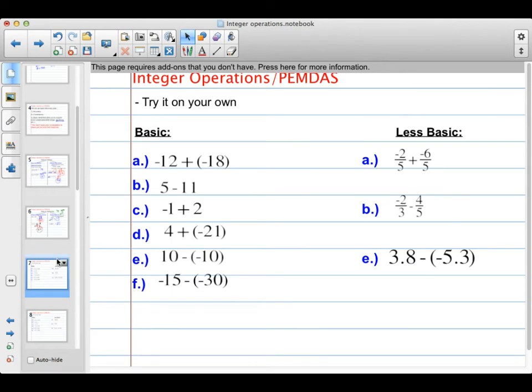Now let's take some time to try it on your own. Pause the video if you need to. So we've got some basic 6 of them on the left-hand side and then some less basic ones on the right-hand side. You guys can choose which ones you'd like to do. If you want to do the basic ones, do all 6. If you want to do the less basic ones, do just 3 of them. As you can see, I'm not an English teacher. A, B, E. That's supposed to be C. So pause the video.